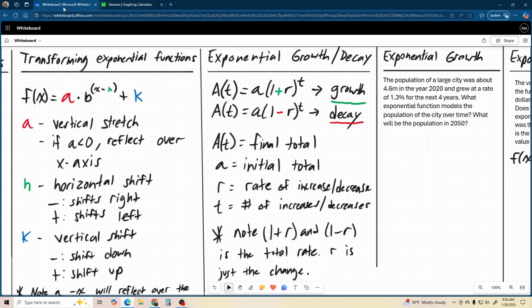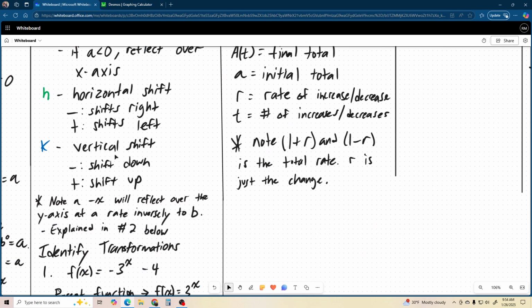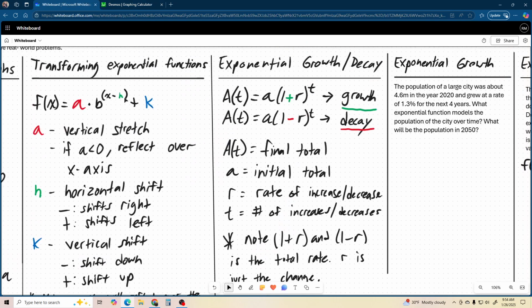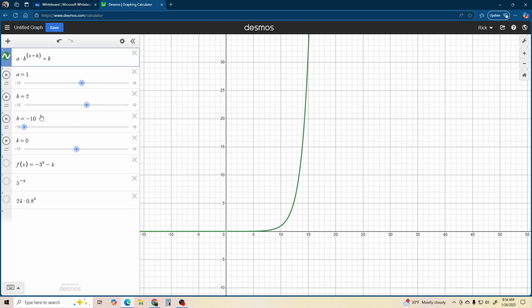So now let's go ahead and look at k. And k is kind of the same idea. As always, it shifts it. It's attached to the end here. It shifts it up if it's positive. It shifts it down if it's negative. Let's put our h back, and let's make k go up. We can do the same thing.